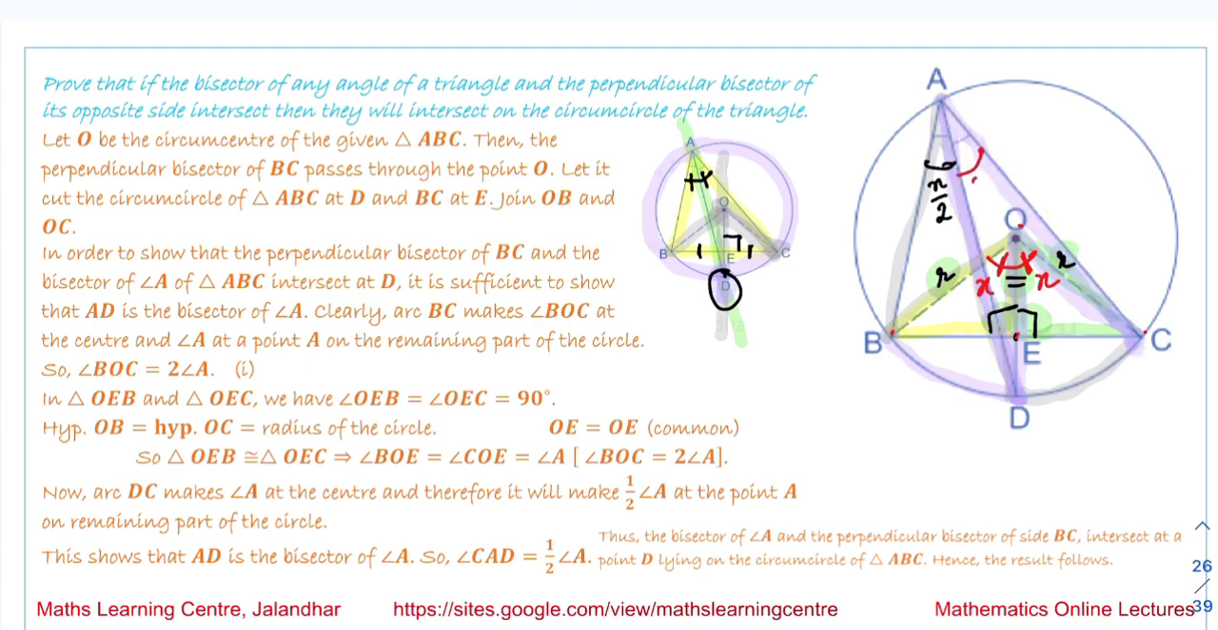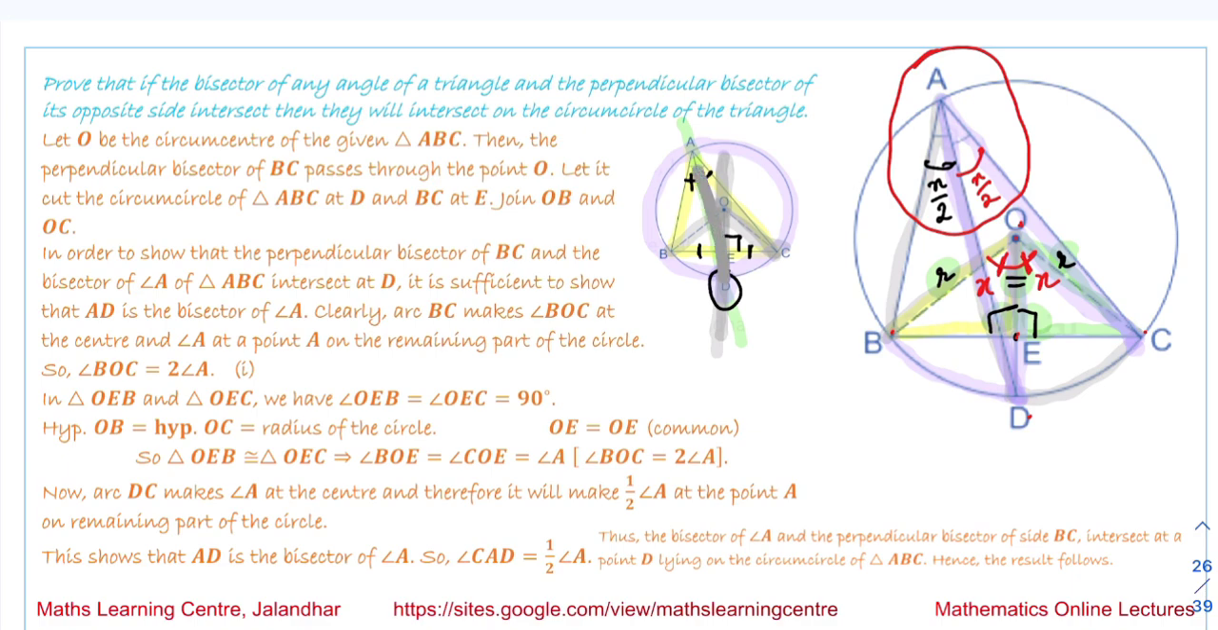The value of this angle will be x by 2. What we are saying is, we are trying to prove this thing. We are not considering that this angle at A is the angle bisector earlier. We are just considering that OD is the perpendicular bisector.